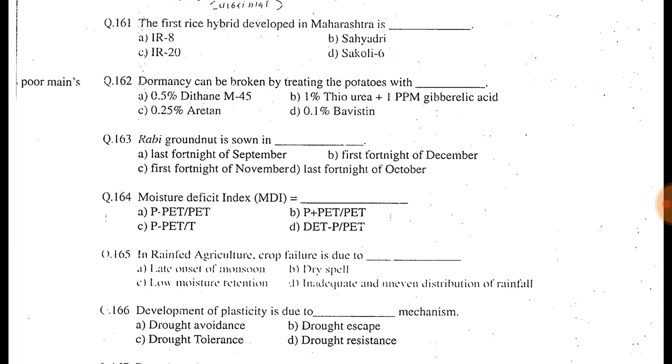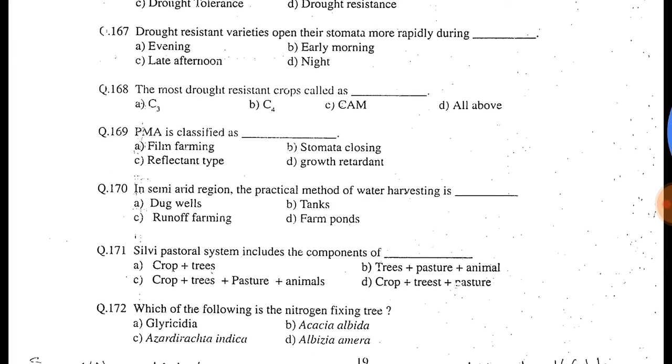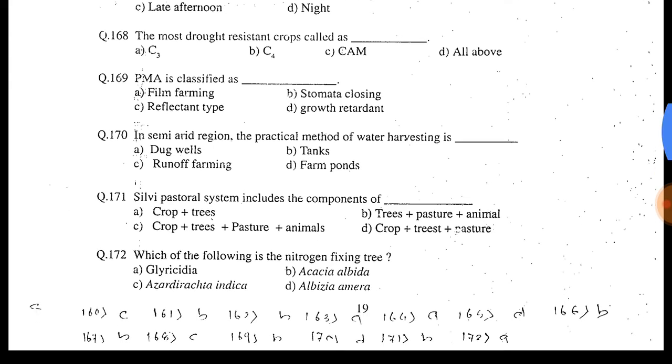Question number 165. In rainfed agriculture, crop failure is due to inadequate and uneven distribution of rainfall. 166. Development of plasticity is due to the drought escape mechanism. 167. The drought resistant variety opens the stomata more rapidly during early morning. The most drought resistant crops are called CAM.